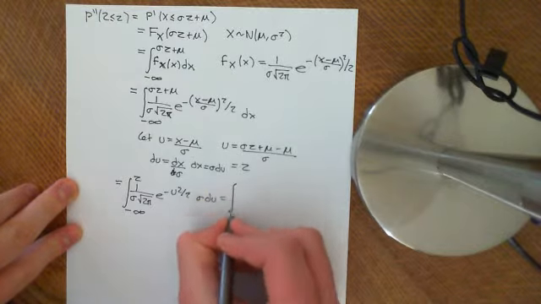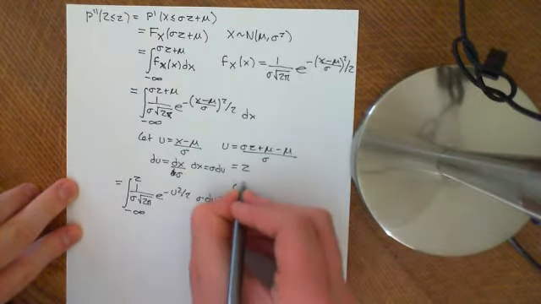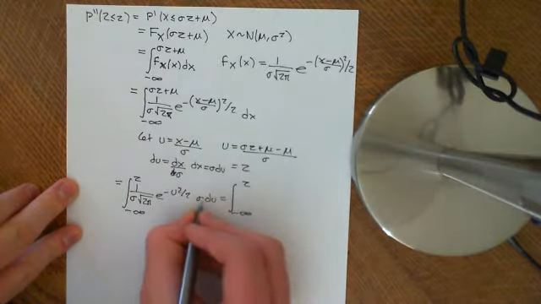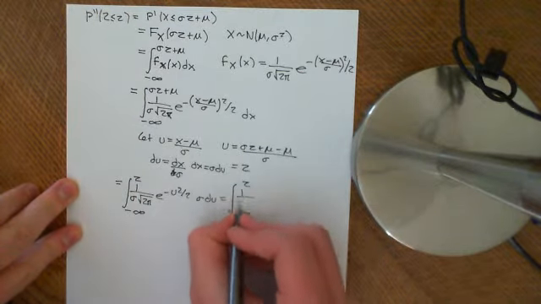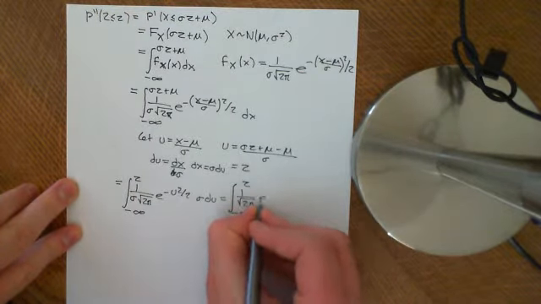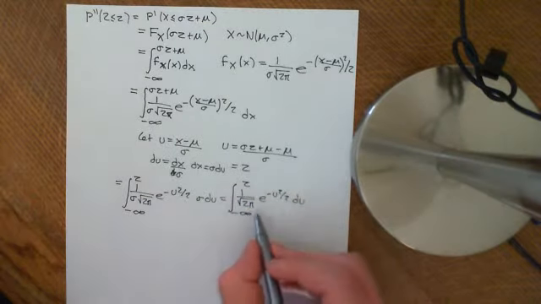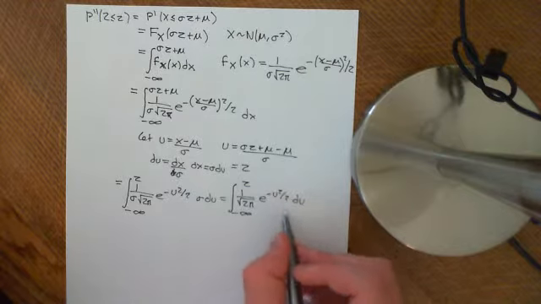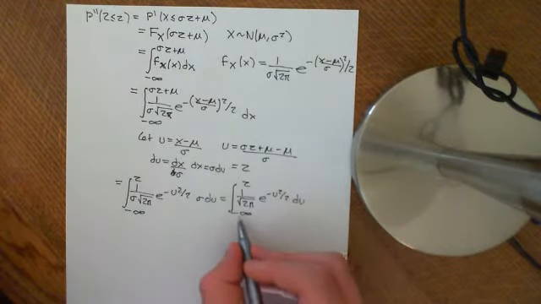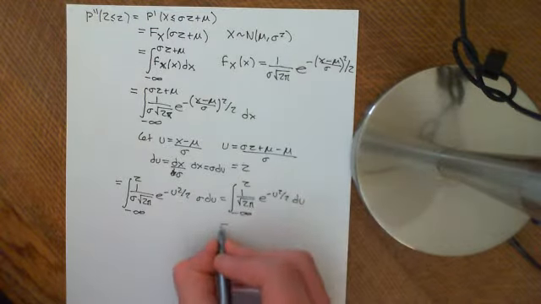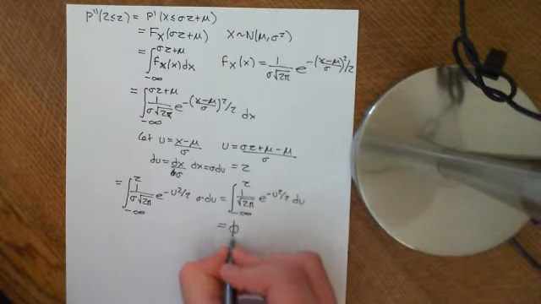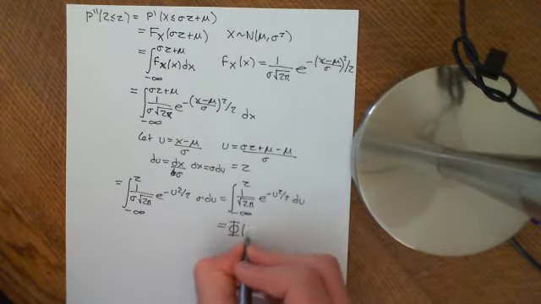And then I get the integral from negative infinity to z. The sigma here cancels with the sigma here, so I get 1 over the square root of 2 pi, e to the negative u squared over 2, du. You will notice that that is just the PDF of a standard normal distribution integrated from negative infinity to z, which is just the CDF of a standard normal distribution, i.e. it's this phi function of z.